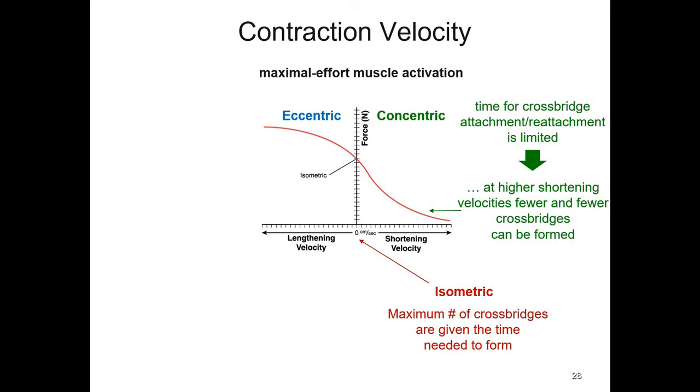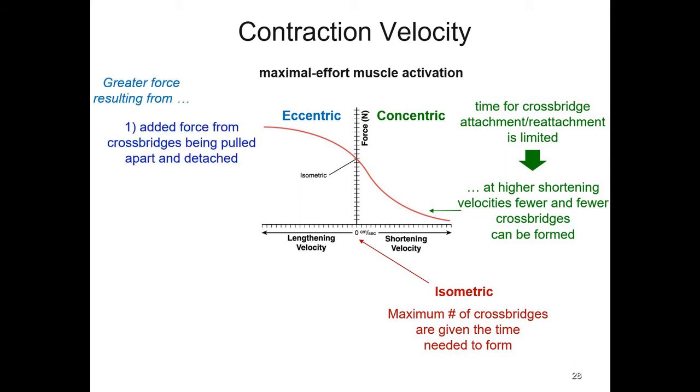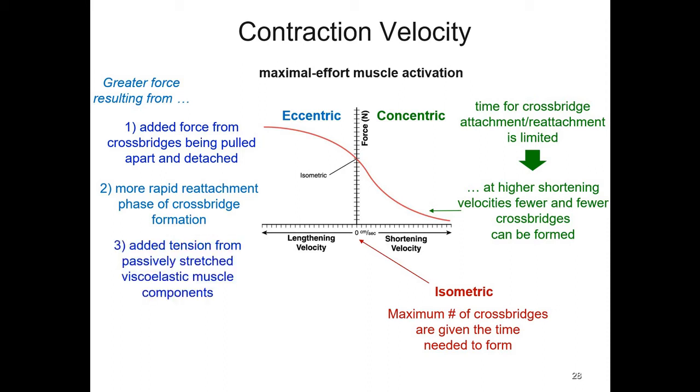Referring to actin-myosin cross-bridges again, we can interpret this as greater muscle force resulting from added force from cross bridges being pulled apart and detached, more rapid reattachment phases of cross bridge formations, and added tension from passively stretched viscoelastic muscle components.